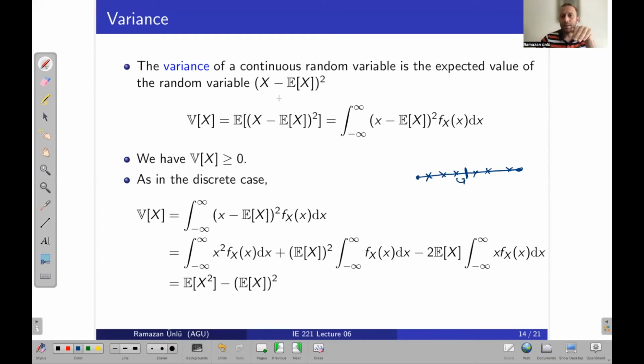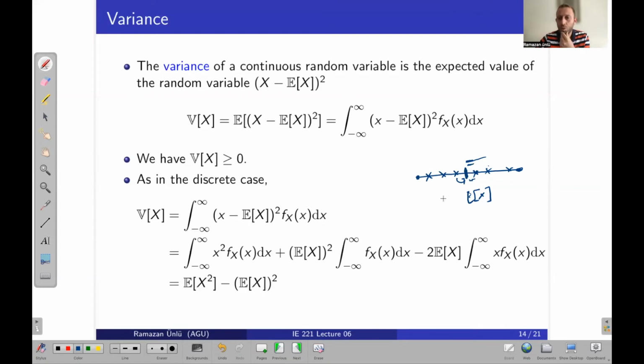So I can simply calculate that variation by looking at the distance between each point and the mean, right? For example, for this point, I have this distance. For this point, I have this distance. And also I can sum them up. What is this point? This is the expected value of x, right? Because this is the mean of all possible points. This is the expected value of x. And these points are the random variable x, right?